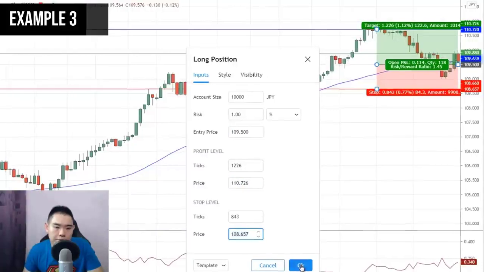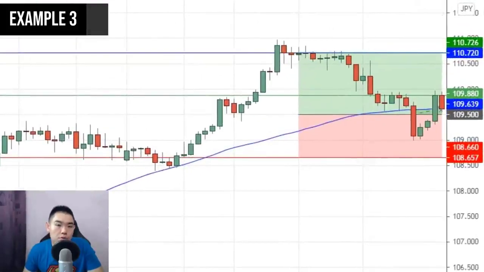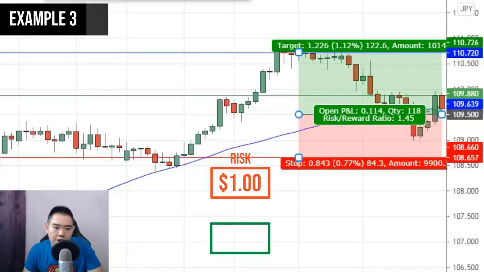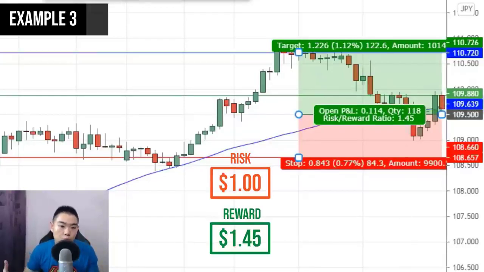And we click OK. So now if you look at your risk to reward, you can see you're risking $1 to potentially make $1.45, as shown over here. $1.45. Let me just put 1 over here. Your risk to reward has now been improved by using a buy limit order.